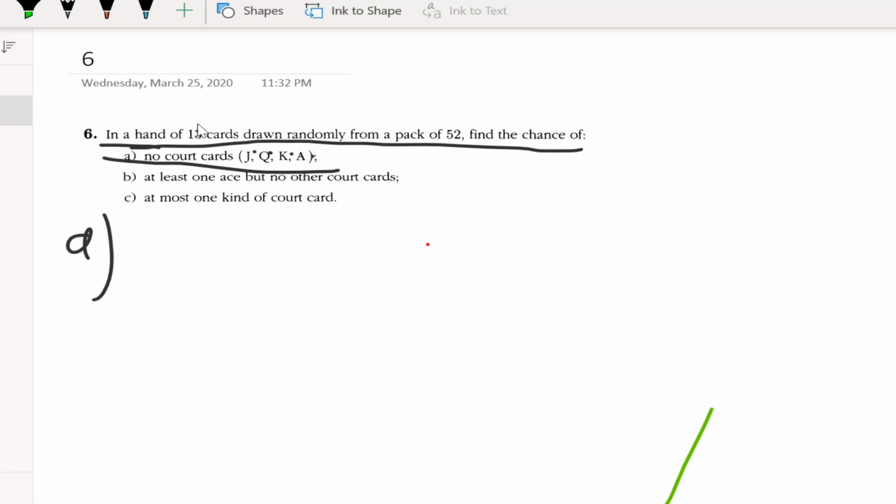because we're drawing 13, so we have 13 trials, right? 13 cards drawn. However, they're not independent, right? Because the result of, for example, the nth trial is dependent on the n minus 1th trial. For example, if you have one king left in the n minus first trial, and you draw that king here, then we know the nth trial cannot draw a king.